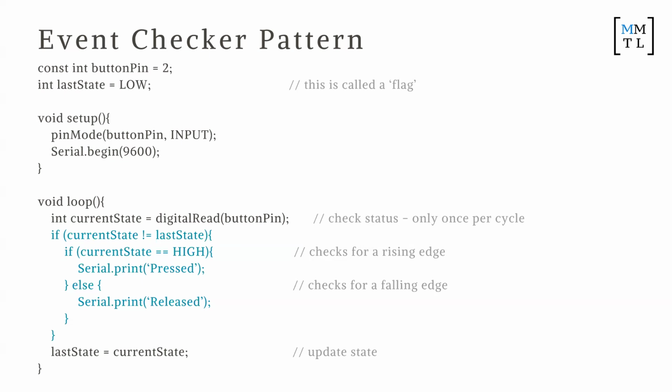Yeah, so it only prints once. Why? It's to do with these variables here. It only prints if current state is not equal to last state. But we're updating every single time, so it's only when you press and release that last state equals first.